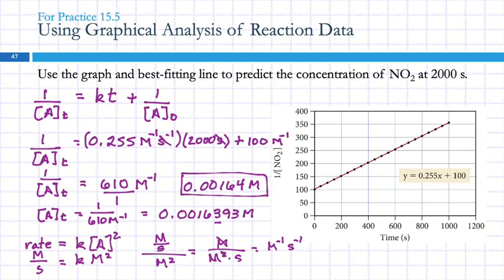Why would it not be 1 over 100? That's a good question. Why not 1 over 100? Because this is the value of B, which is equal to 1 over the initial concentration. But 100 is not the initial concentration. It's 1 over the initial concentration. And that's that same thing we were talking about with the first example, right? We need to get that straight in our minds because it's easy to think that. Any other questions?